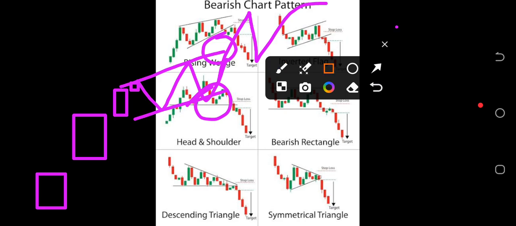So if the market is going down like this, and then this is a bearish flag.